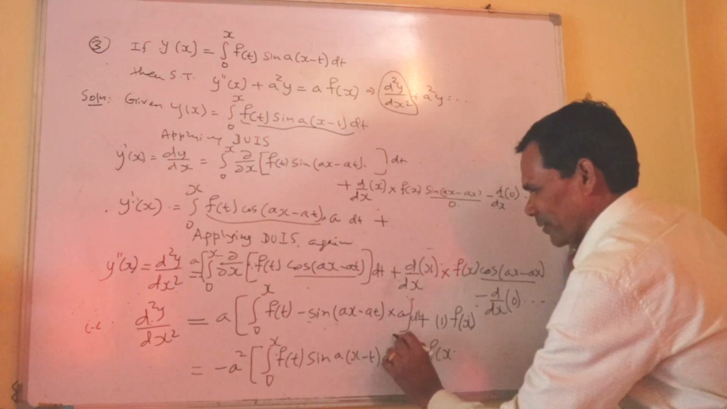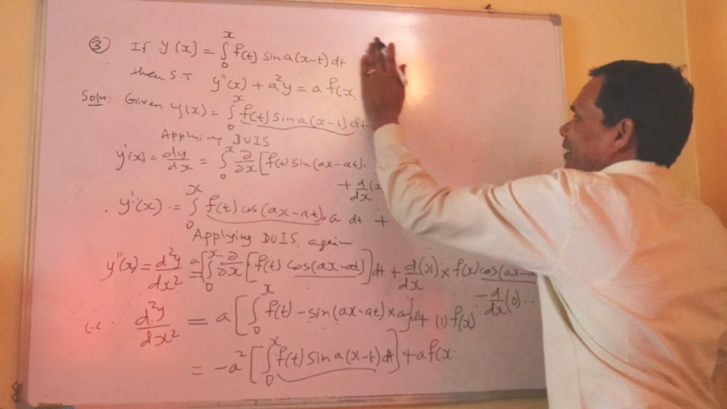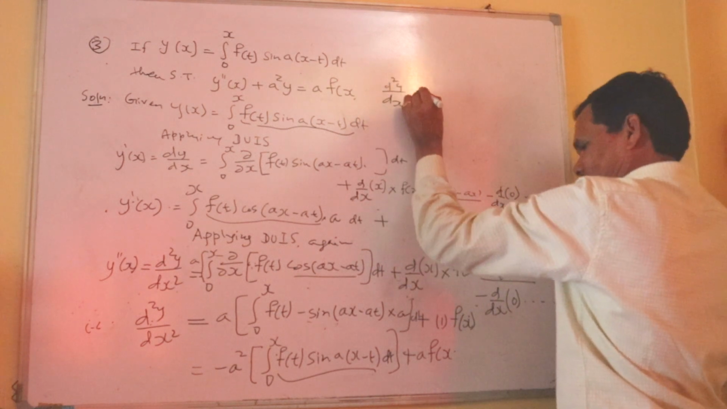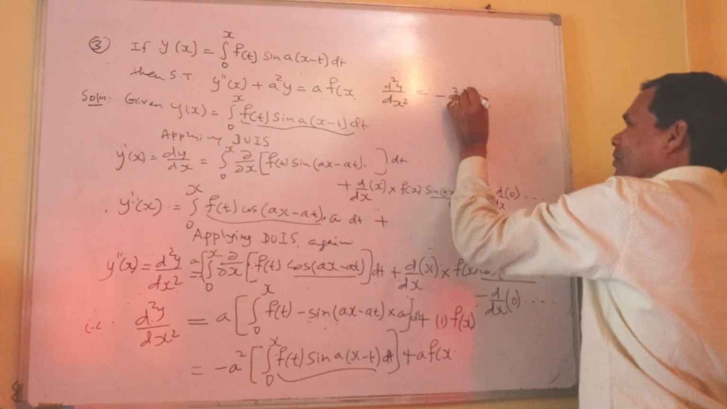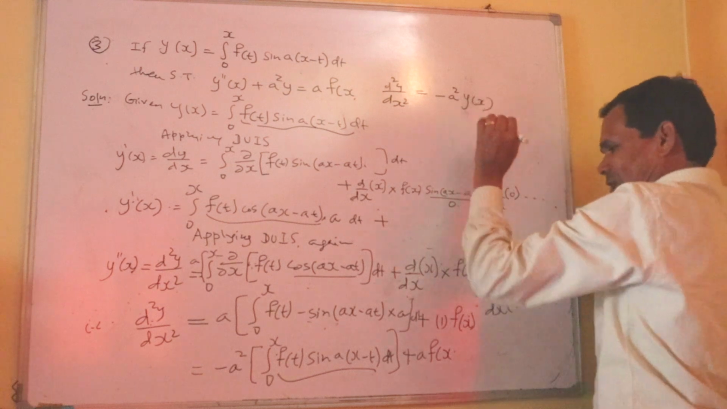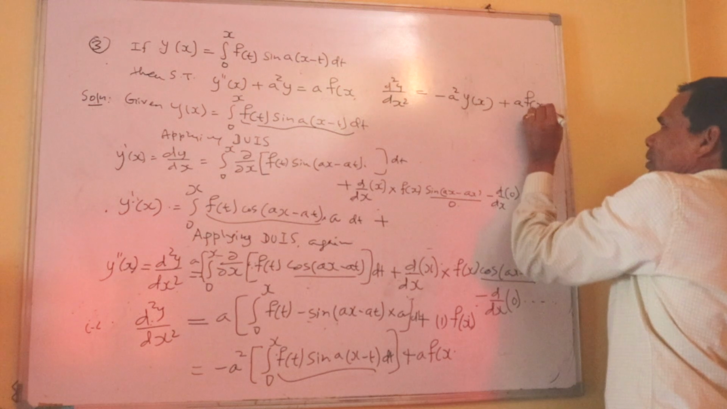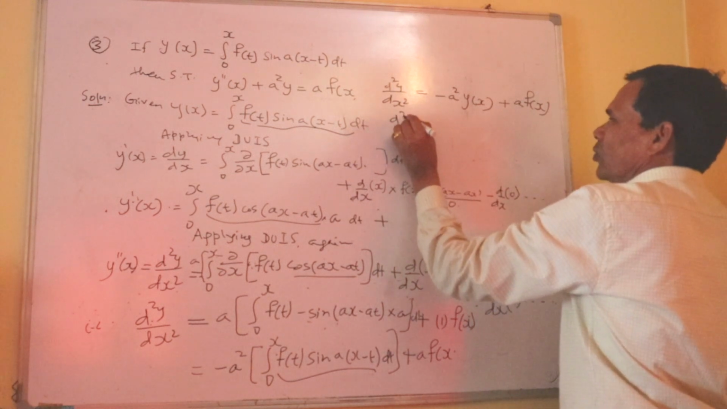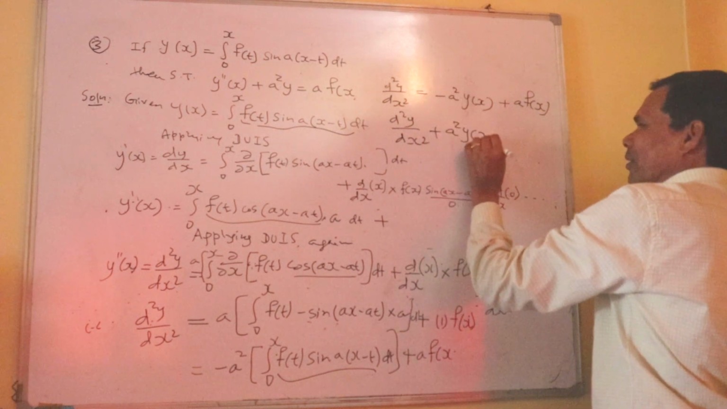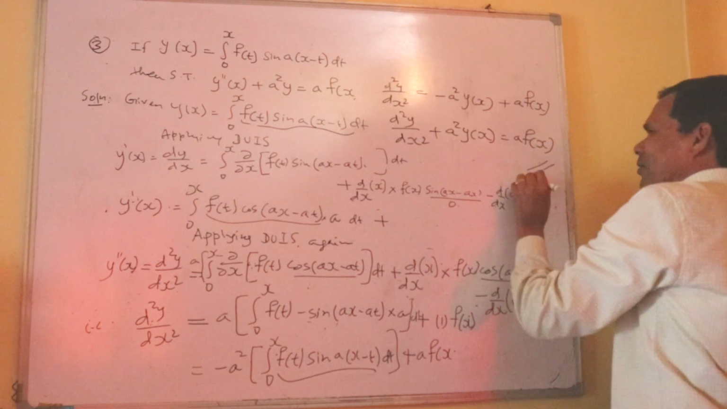Now if you observe this, you will come to know this is y of x actually. So you are getting d2y by dx square equal to minus a square times y of x, the underlined expression, plus a into f of x. So you get d2y by dx square plus a square y(x) is equal to a into f of x. This is the way it is proved here.